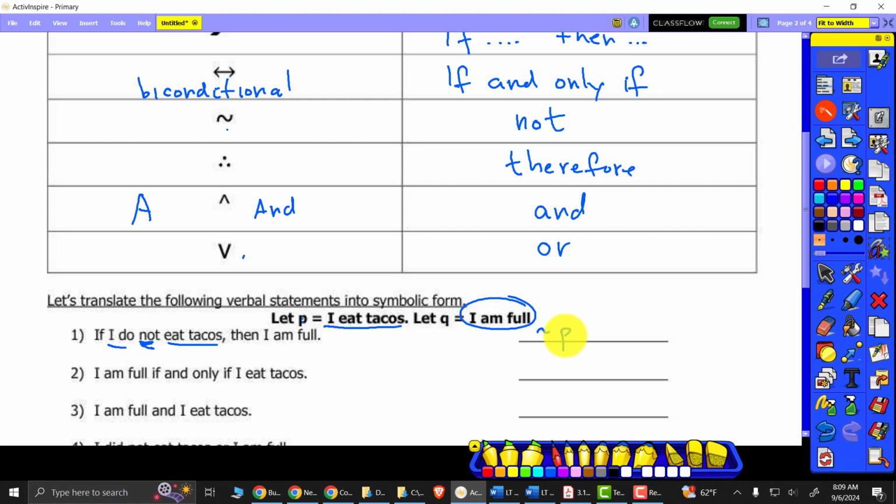Okay, then is represented by this symbol. I am full, that is exactly your statement Q. Let me write this one. Then I am full, it's exactly your letter Q. So that will be the representation, symbolic form of statement number 1.